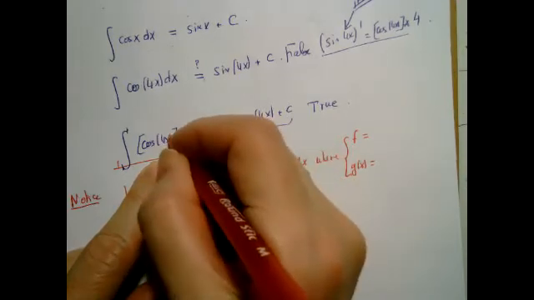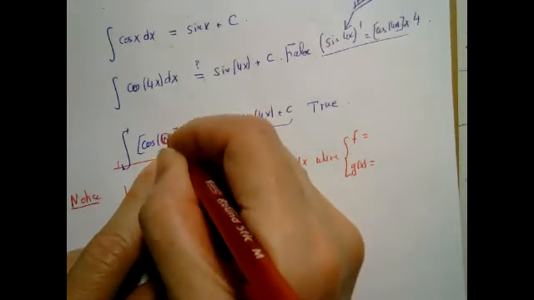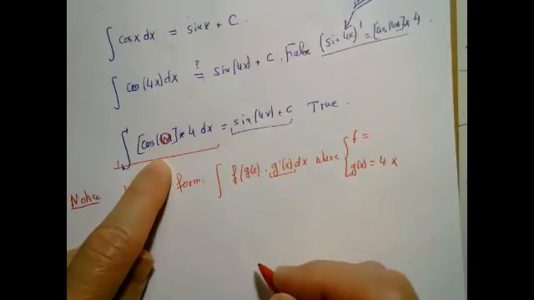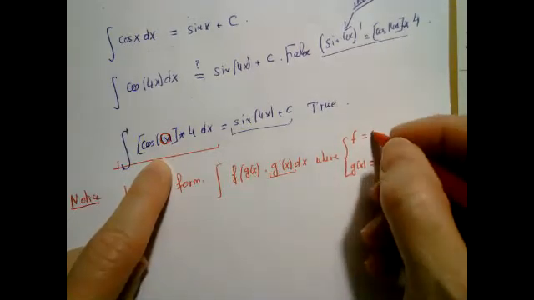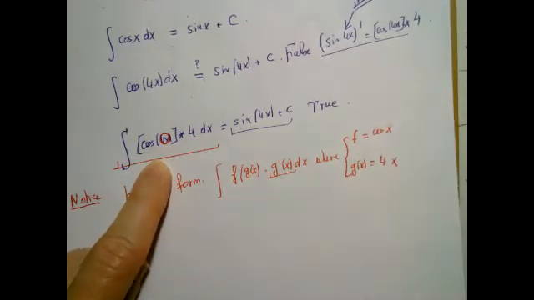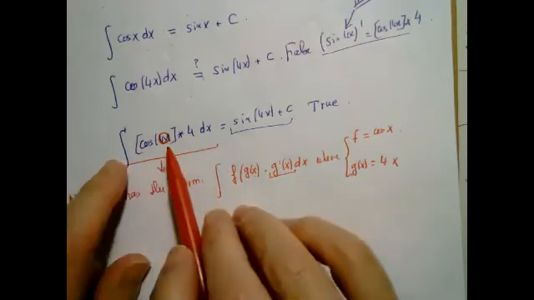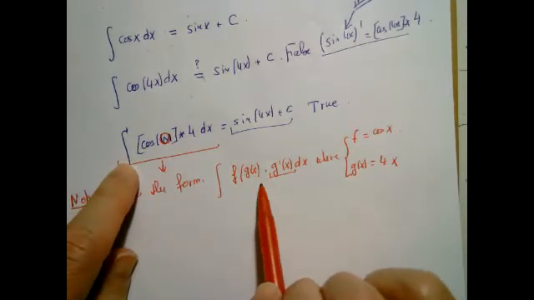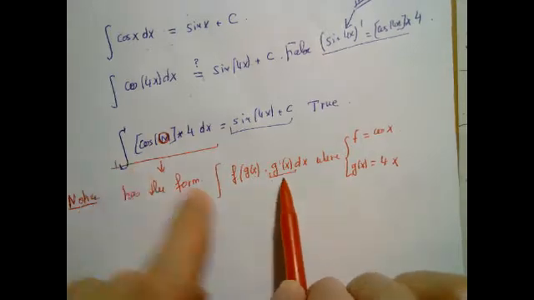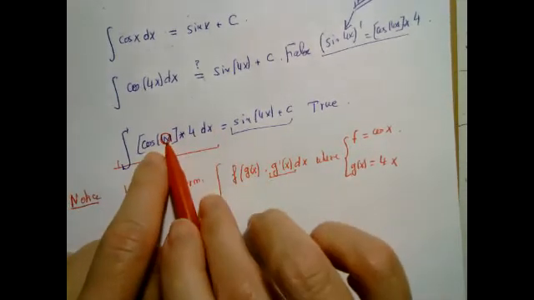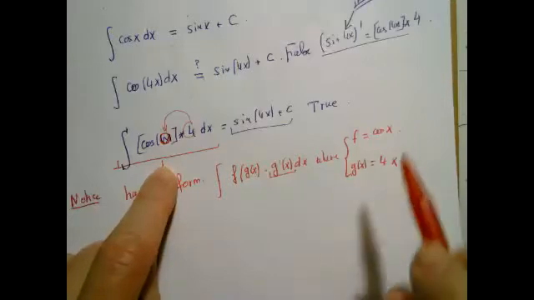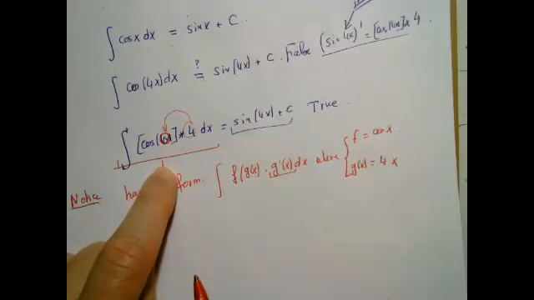g is the inside. So this has g is the inside, it's the 4x. And the outside is the cosine function. Okay, so this integrand has the form f of g times g prime, where g prime is just the derivative of 4x. What I have here is actually the derivative of 4x. And my outside is the cosine x.